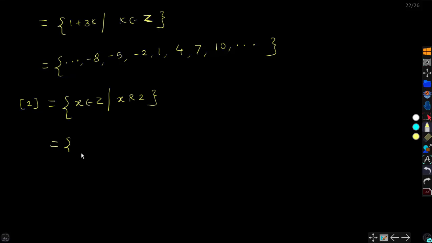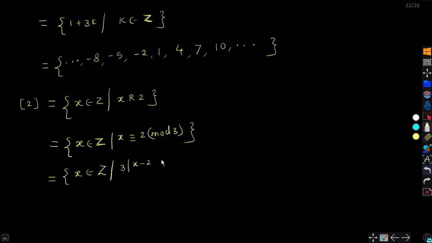So this is equal to all x belongs to Z such that x is congruent to 2 modulo 3. Because our relation is modulo 3, this is equal to x belongs to Z such that 3 divides x minus 2. So this is equal to all x belongs to Z. 3 divides x minus 2 means x minus 2 is a multiple of 3.